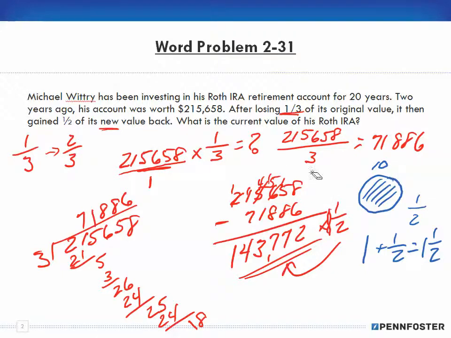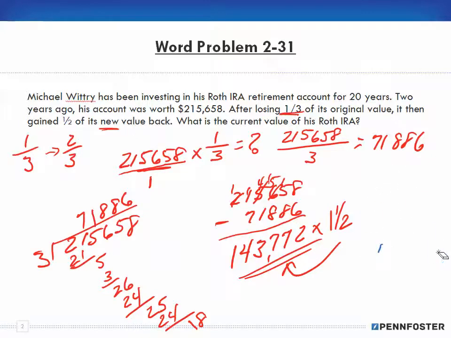Let me erase that so that it's easier to see. I can multiply the 143,772 by the 1 1/2. Why? Because the 1 represents the entire value of the 143,772 in addition to the extra 1/2. Let me clean this up a little bit here.